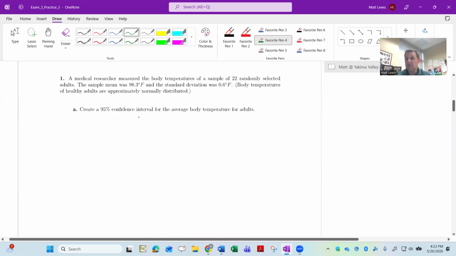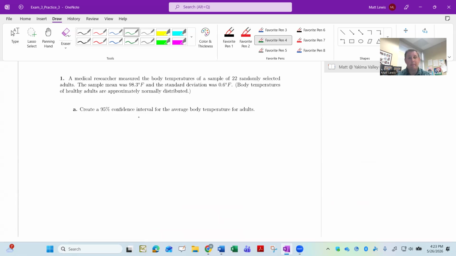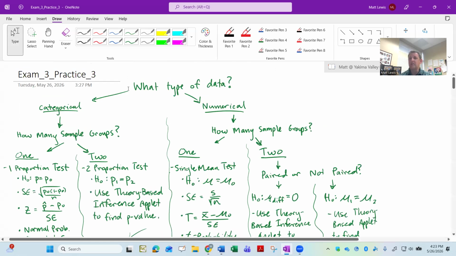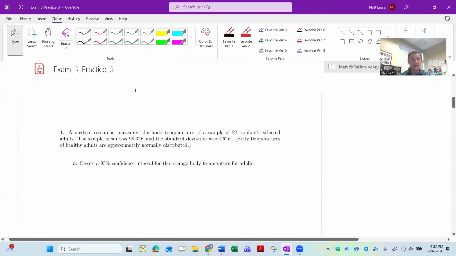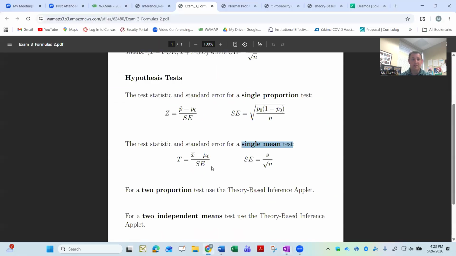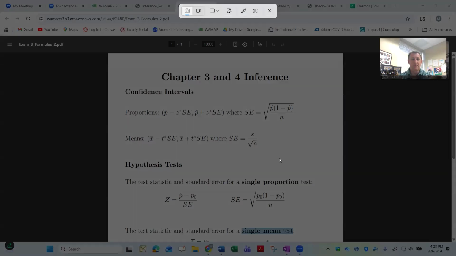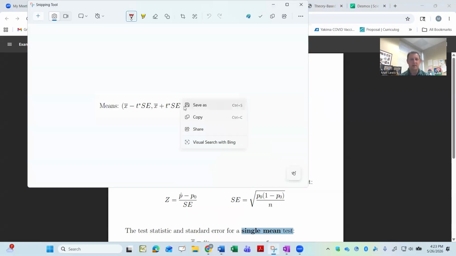Now, this one is asking for a confidence interval, not a hypothesis test, but we can still use the same first question that we did in that flowchart. I can still ask the question, what type of data is it? Okay. Well, we're talking about body temperature, so I'm walking around with my clipboard and I'm writing down a bunch of numbers, right? So I know it's numerical data. And so even though this isn't a hypothesis test, that's still really helpful because I can go up here to confidence intervals and I can see, here's my confidence interval for means, because means always go with numerical data. So I'm just going to grab these and paste them onto my paper here.